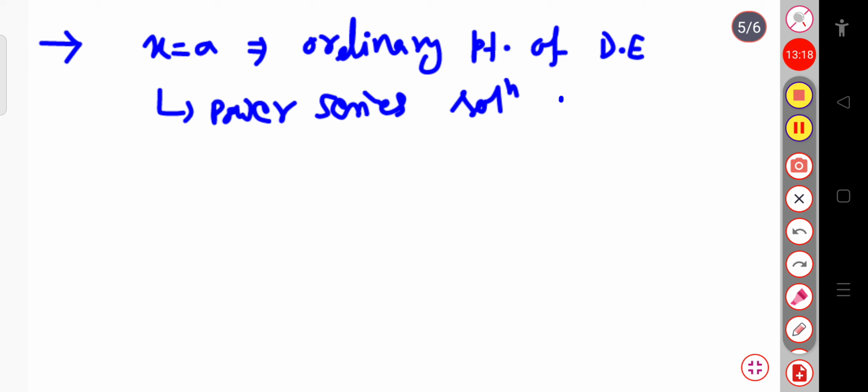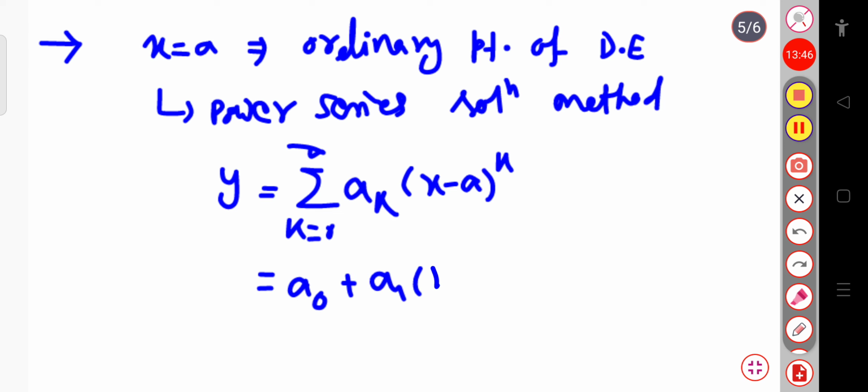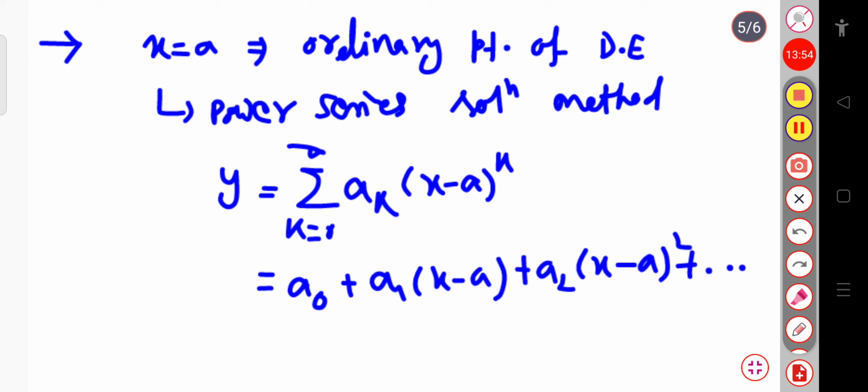So what is this power series solution method? For the differential equation we can assume the solution y equal to the sum over k equal to 0 to infinity of ak, the coefficients, into (x minus a) power k. This is the power series about x equal to a. If I expand this, we can write a0 plus a1 into (x minus a) plus a2 into (x minus a) whole square, and so on.